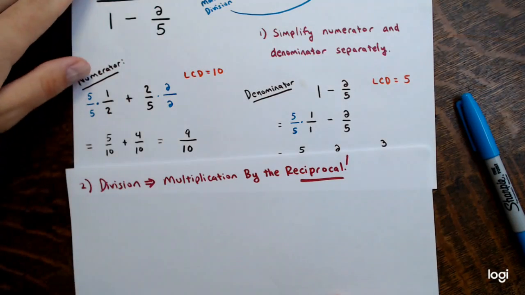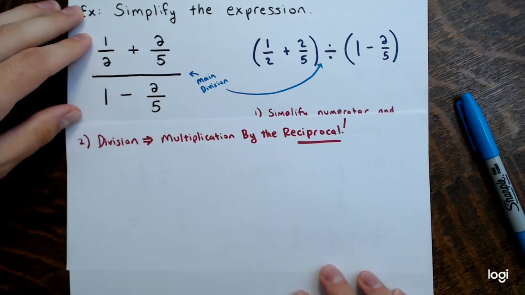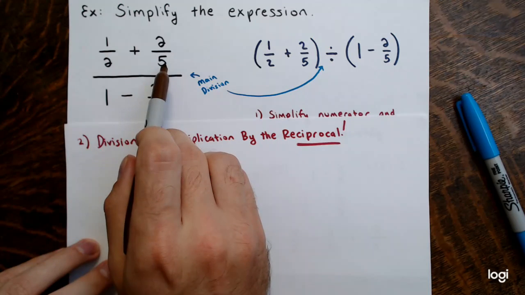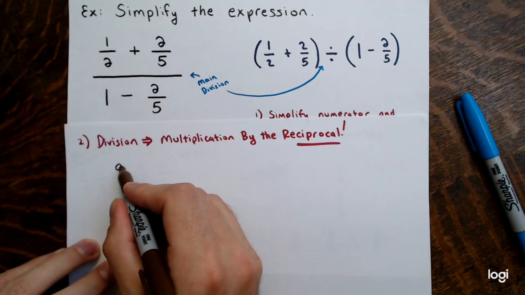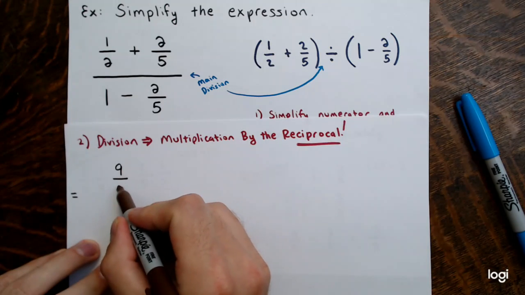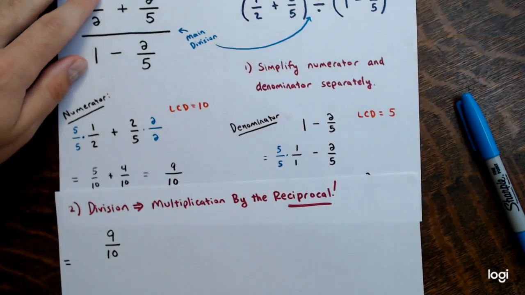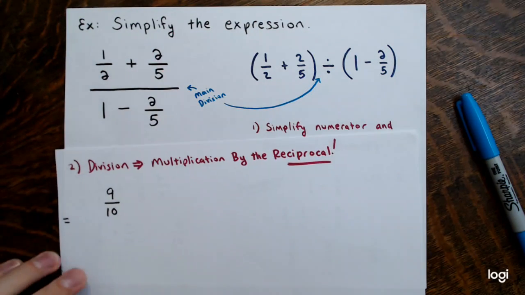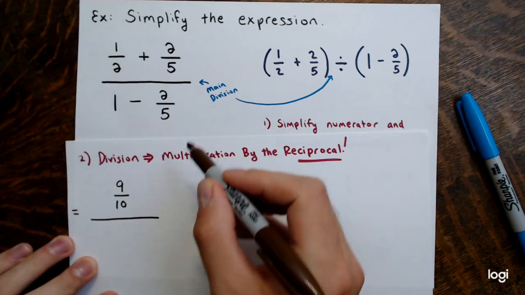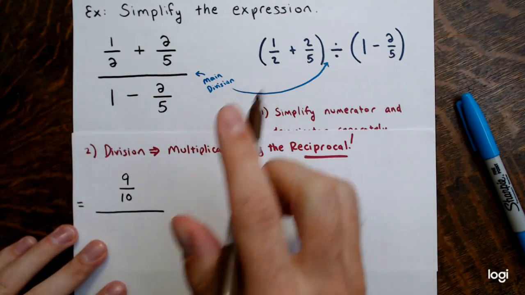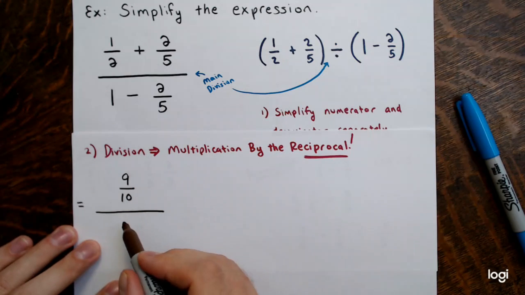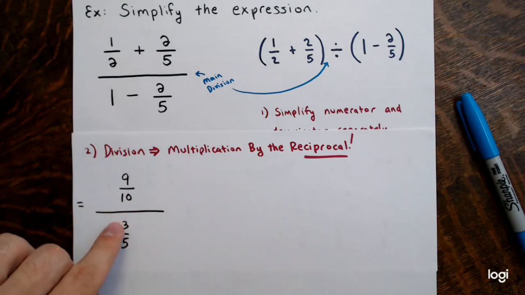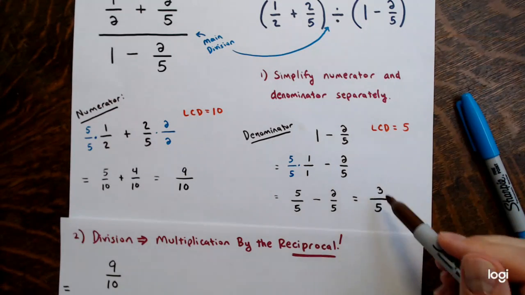Alright. So looking back at my original problem, the 1/2 plus 2/5 ended up being 9/10, and we saw that here. So I'm replacing this numerator with 9/10. The main division bar is still there. And then the denominator, the 1 minus 2/5, that was 3/5. So I'm replacing that with 3/5, all underneath the main division bar. Again, we saw that here: 1 minus 2/5 is 3/5.